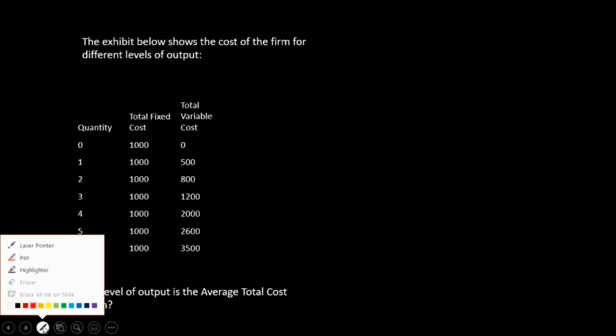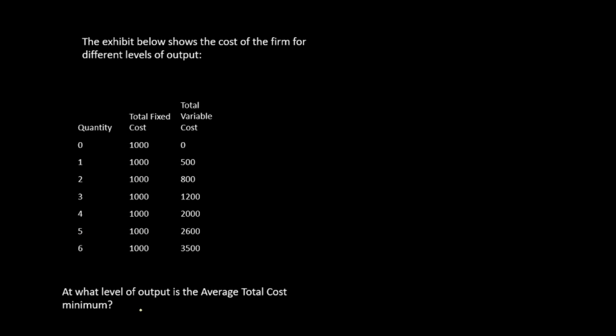The exhibit below shows the cost of the firm for different levels of output. So you have quantity, you have total fixed cost, total variable cost. The question is, at what level of output is the average total cost minimum? So in order to do this, I need to first estimate my total cost, and then I can calculate my average total cost. So how do I calculate my total cost? It's very simple. Take the summation of total fixed cost and total variable cost. So I can just calculate that here.